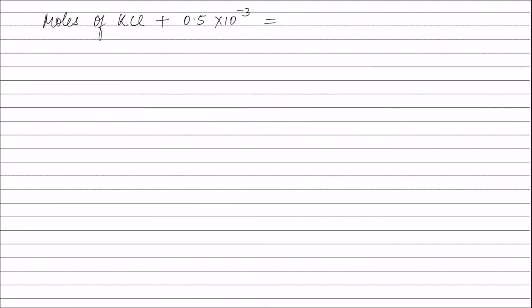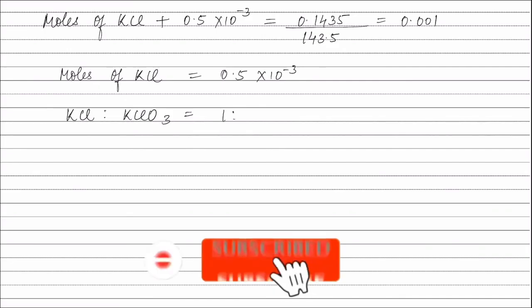Moles of AgCl will be equal to weight of AgCl, that is 0.1435 grams, divided by molecular weight of AgCl, that is 143.5, and this is equal to 0.001 moles. From this, moles of KCl is equal to 0.5 into 10 to the power minus 3 moles. Therefore, the ratio of moles of KCl to moles of KClO3 is equal to 1:1.